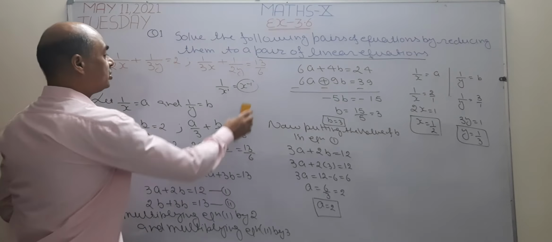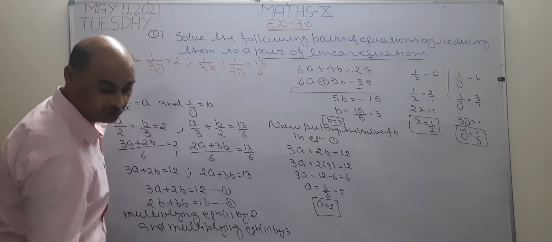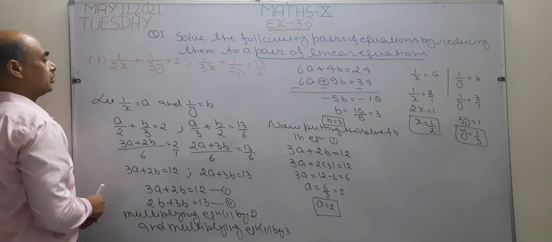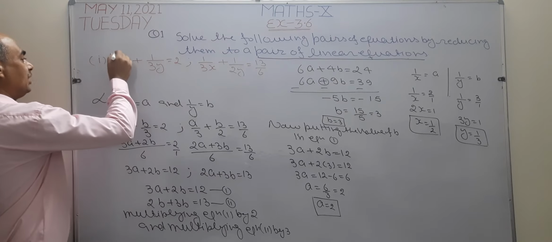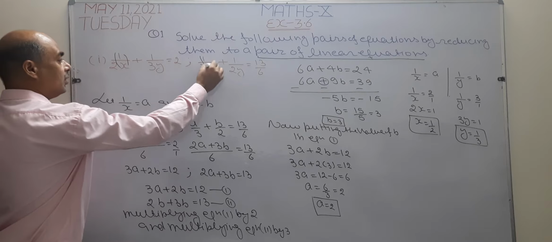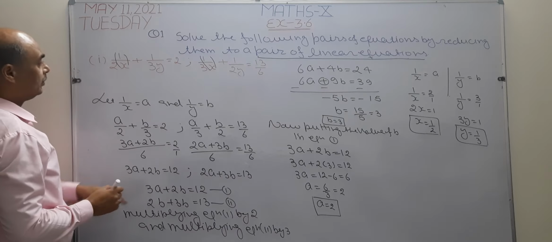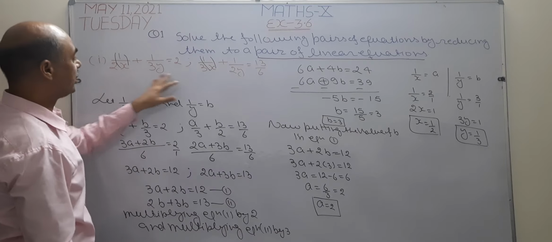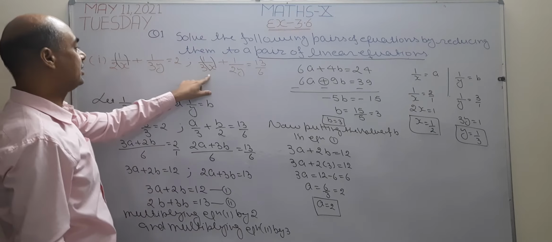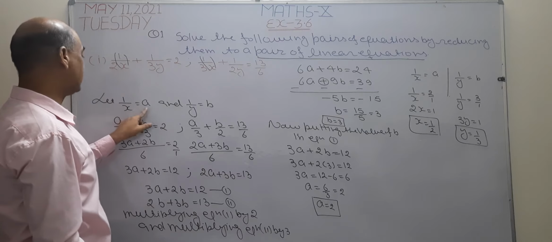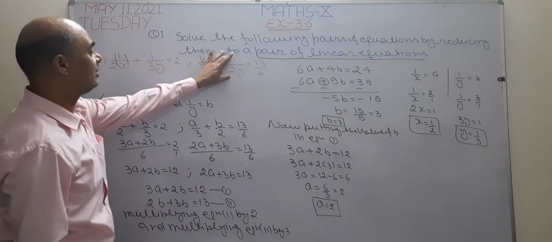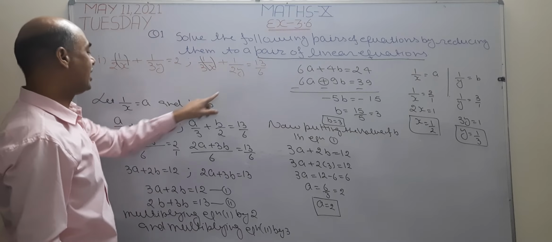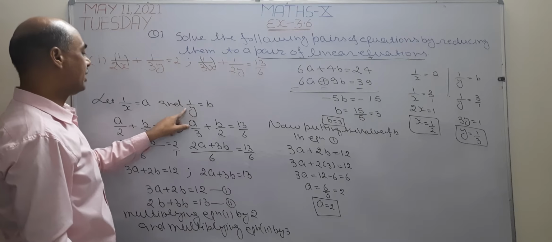So for this I am going to suppose. What is common between the first terms of both the equations? See what is common between the first two terms. The first term of both equations, 1 by x. 1 by x is common in the first term of both the equations. So I am going to suppose 1 by x as a. So I write here 1 by x equal to a. Now see what is common between the second terms of both the equations. 1 by y is common. So I suppose 1 by y equal to b.